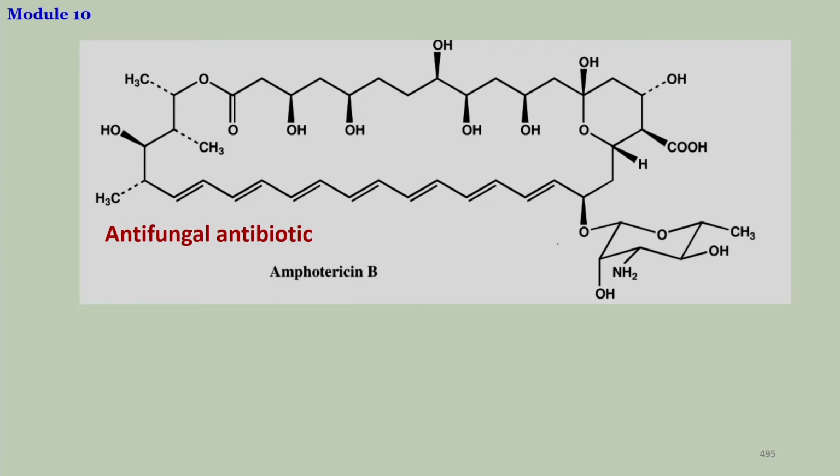This is another molecule that I probably have not talked about. Amphotericin also has a carbohydrate unit, has an amino group in here, and the rest is a long chain with multiple double bonds, and this is a widely used antifungal antibiotic. This is basically an antibiotic which is used to kill fungus.